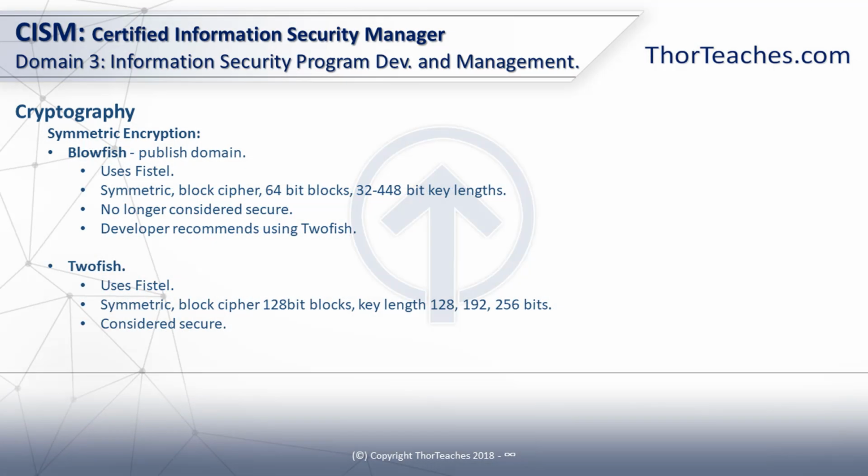Let's look at some of the other symmetric encryptions you need to know for the exam. Blowfish is another symmetric encryption that's in the public domain. It uses the Feistel cipher. It's a block cipher using 64-bit blocks, and the key lengths are between 32 and 448 bits. It has known vulnerabilities, it's no longer considered secure, and the guy who developed it suggests we use Twofish instead.